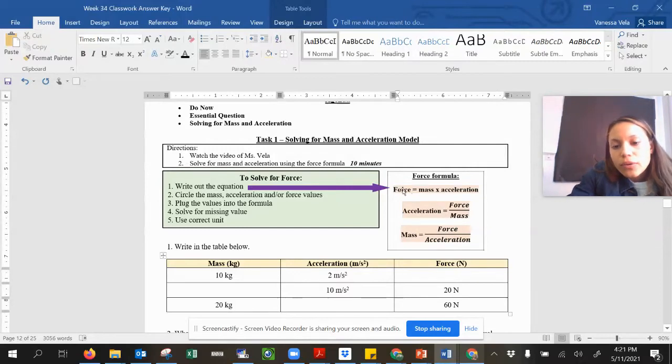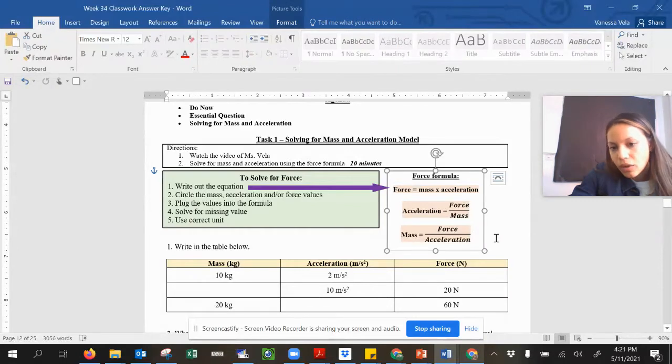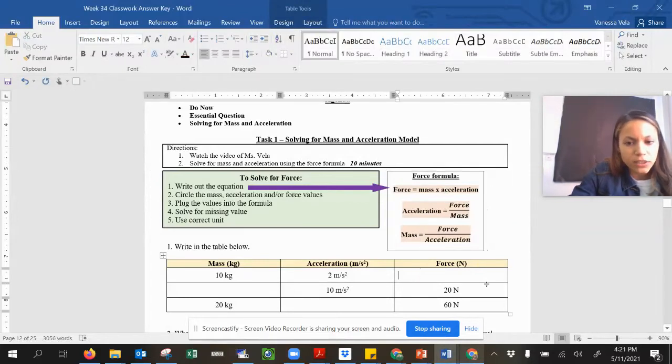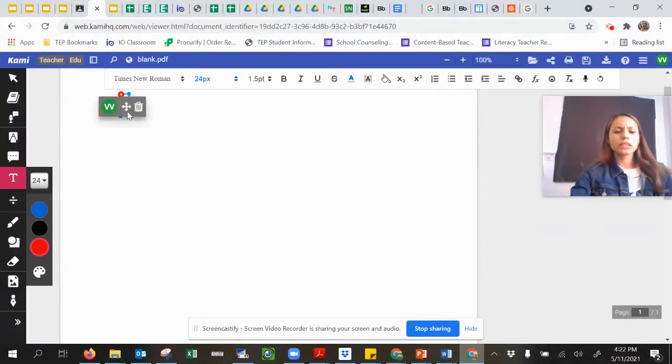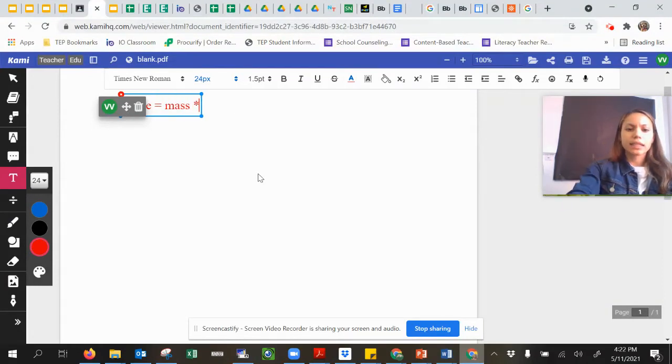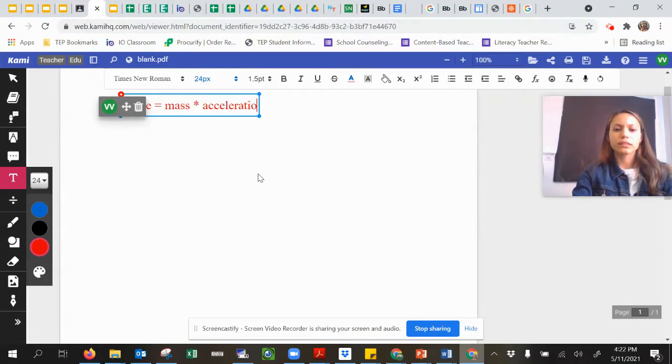So here we have the force equals mass times acceleration formula. We also have the formula to solve for acceleration and a formula to solve for mass. Now, we can just use the force equals mass times acceleration formula to solve for acceleration and mass. How is that so? Well, let's open it up here. So we had our typical force equals mass times acceleration.